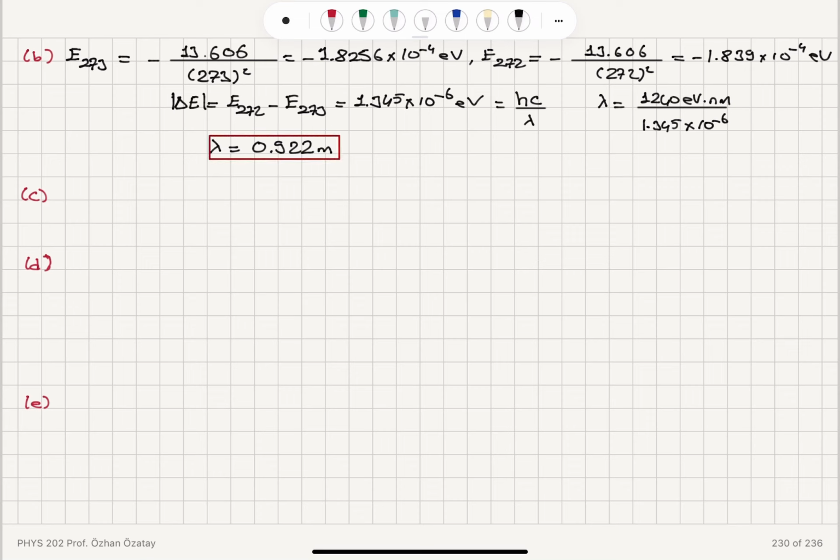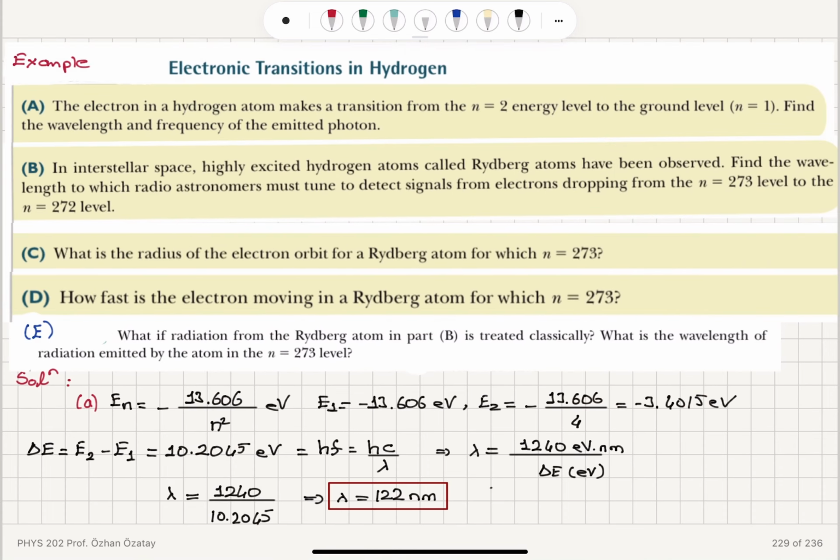Okay, so we make a transition from a higher energy level to a lower energy level, and therefore delta E will actually be negative here, so this is lower energy. But we see that the difference between the energy levels will be equal to the energy of the photon emitted in absolute value, so we can calculate lambda from our shortcut.